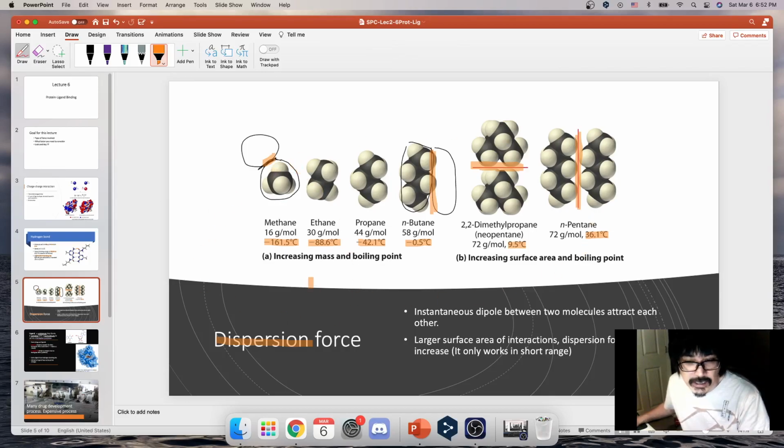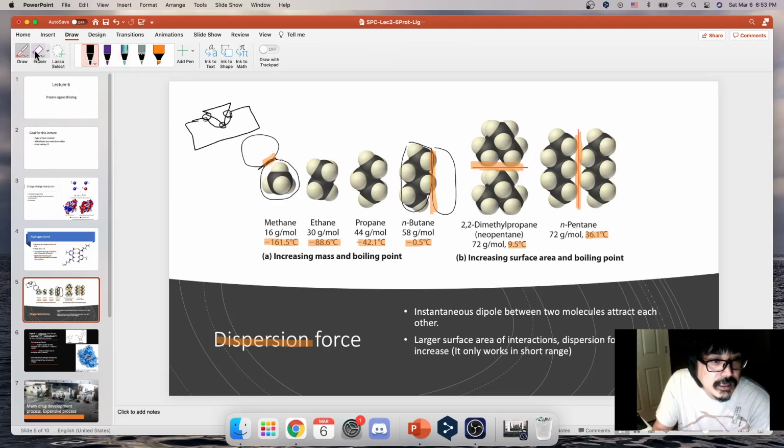And any one of these guys definitely has nothing to do with the permanent dipole or the permanent charges here. Now this one right here, by the way, before I go to the next slide, when we talk about the lock and key mechanism, the contact surface area is important, right? If I have a different shape like this, then the contact surface area is very small, right?